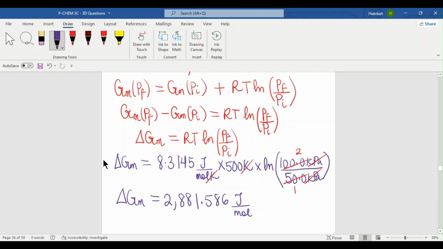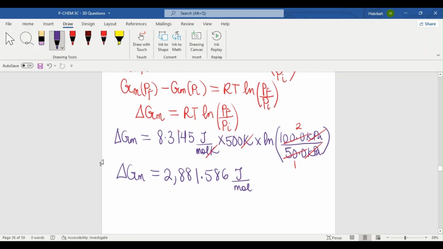The first thing we have to notice is this: we have our answer in joule per mole, which is actually correct. But because we're dealing with Gibbs energy, just like when we dealt with enthalpy, we like our work in kilojoules per mole rather than in joules per mole. So we're going to go from joules per mole to kilojoules per mole. We have 1000 joules equals 1 kilojoule, so to go from joules per mole to kilojoules per mole, we're just going to divide by 1000. So the change in molar Gibbs energy becomes 2.801586 kilojoule per mole.